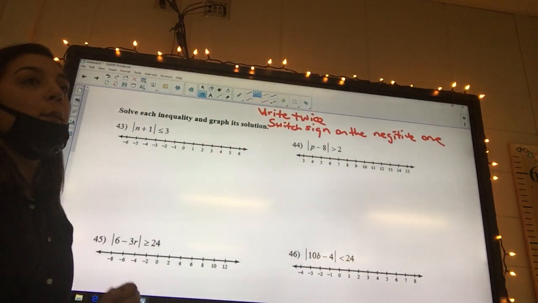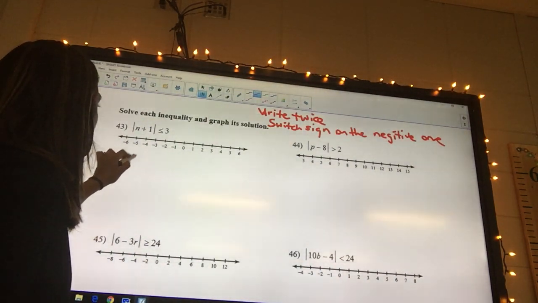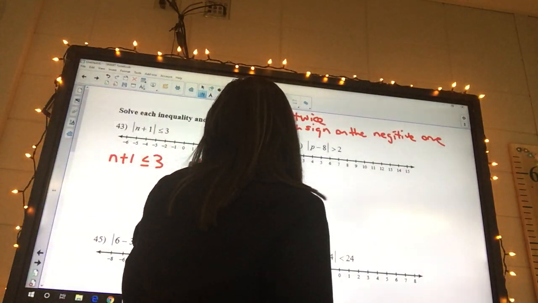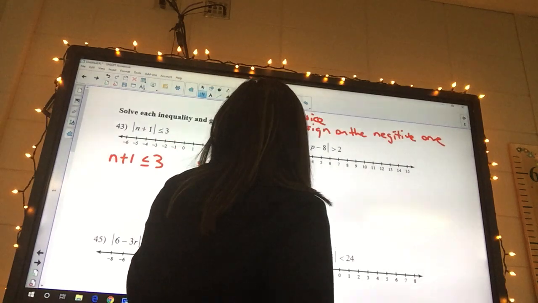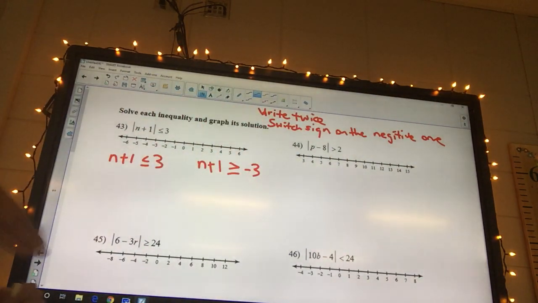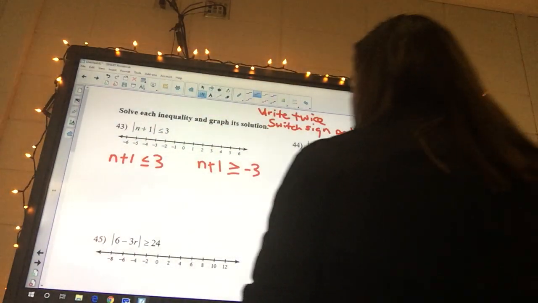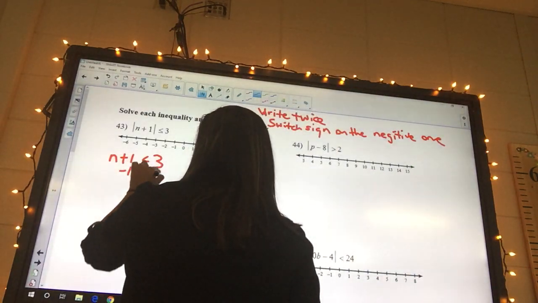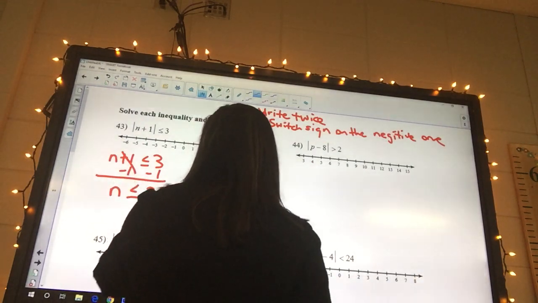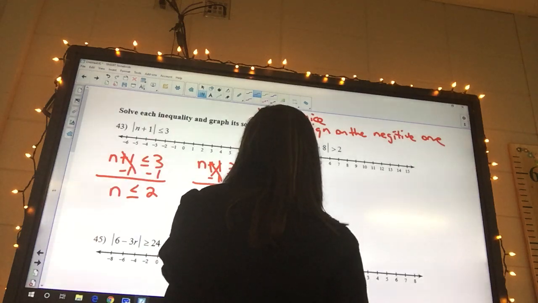So is the absolute value all by itself? Yeah, so we can write it twice. N plus 1 is less than or equal to 3. Now, the second one is where we say N plus 1 is going to be this way, and it's negative 3. So we switch the sign and make it a negative when we're doing the inequalities. And then you still solve it the same. So, minus 1, minus 1. I got N is less than or equal to 2. Minus 1, minus 1. N is greater than or equal to negative 4.